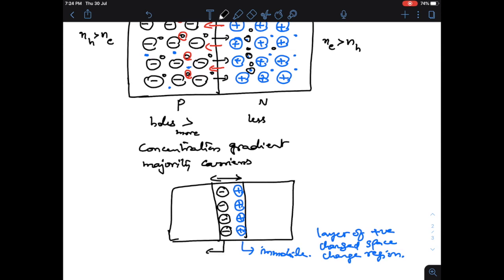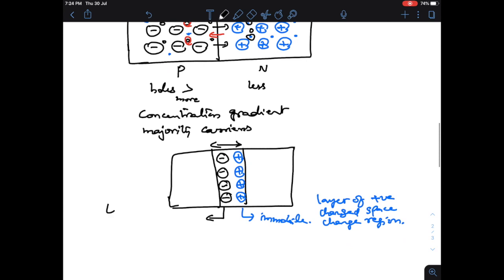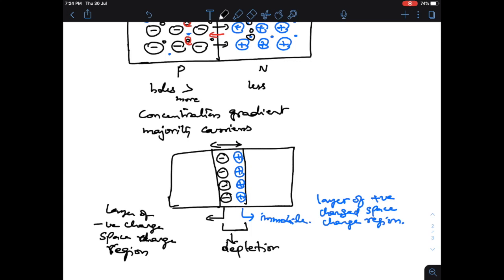So this is a layer of negatively charged space charge region. Space charge region. And these two put together will form what we call the depletion region.